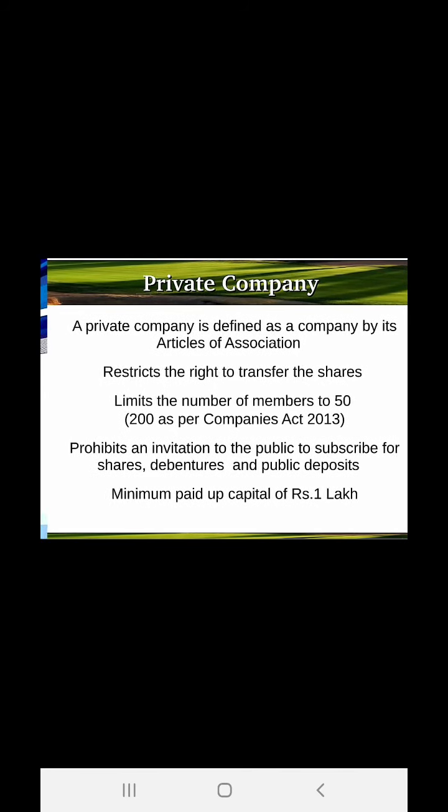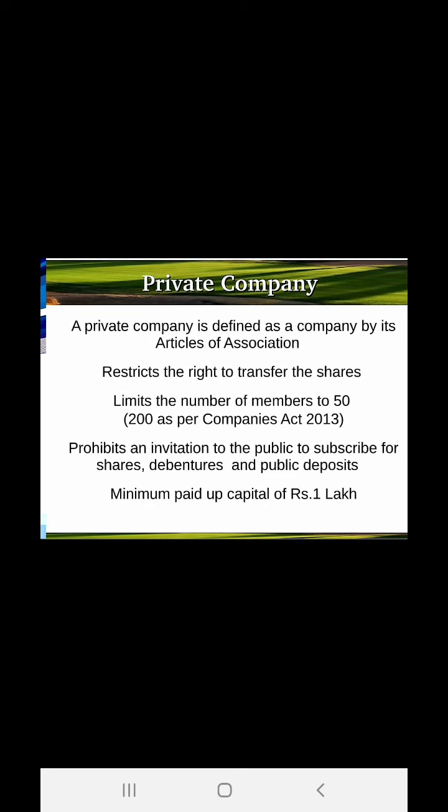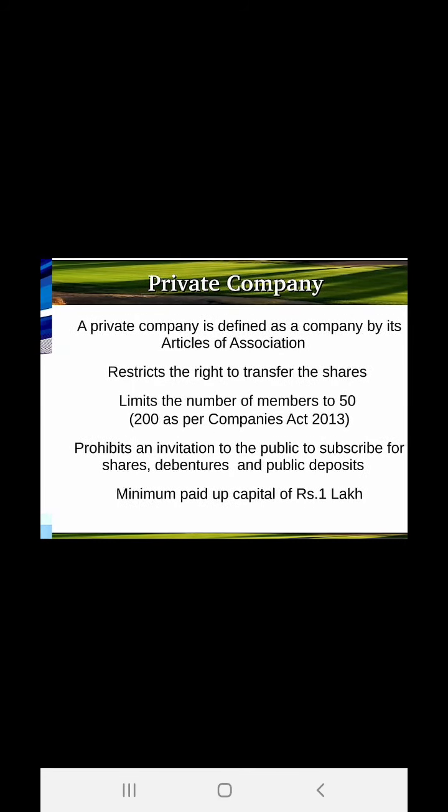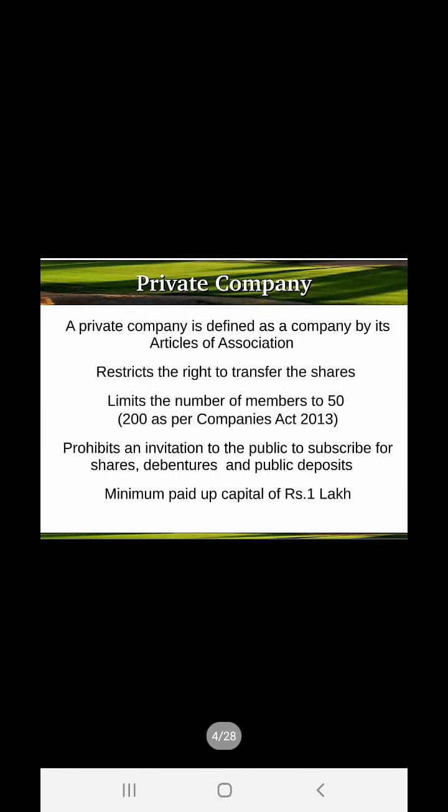Another thing: the minimum paid up capital in the case of a private company is 1 lakh of rupees. To start a private company, the minimum capital required is 1 lakh of rupees. So if a question comes, what is a private company, then please write down that in a private company, as per Companies Act 2013, a company which has a minimum of 2 and a maximum of 200 members, has a minimum paid up capital of rupees 1 lakh, restricts the right to transfer shares, and prohibits the invitation to the public to subscribe for the shares and debentures or the public deposits of the company, is called a private company.